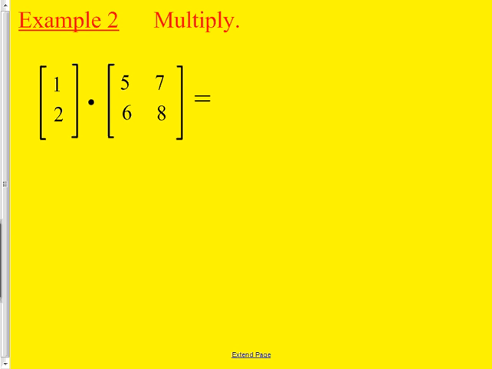Is it really a 2 by 1? Would you agree? 2 rows, 1 column. Okay, what's this one? 2 by 2. Does it work? No, you can just be done right there. Because this does not match this, you are done.